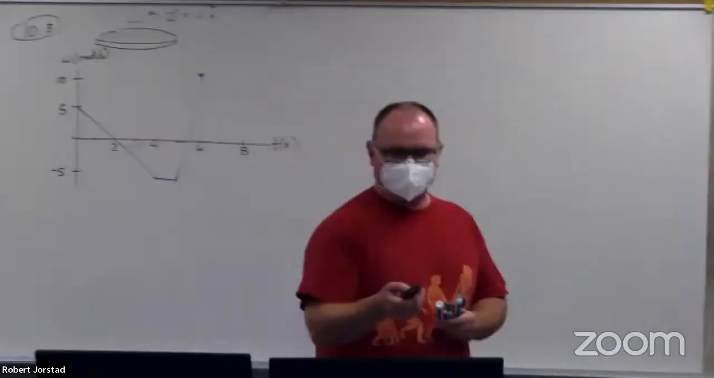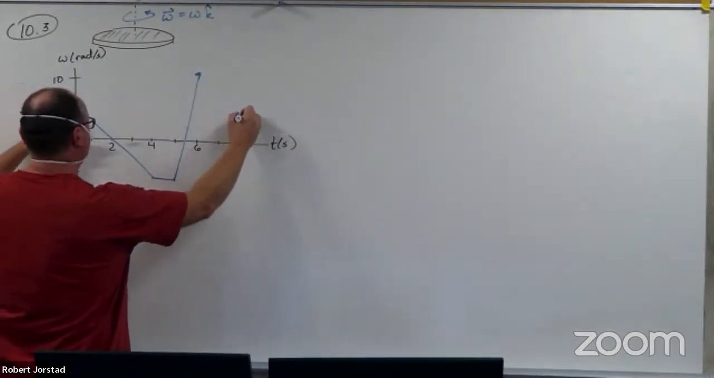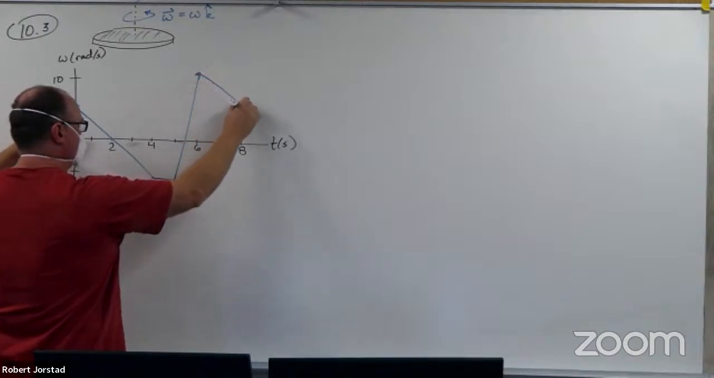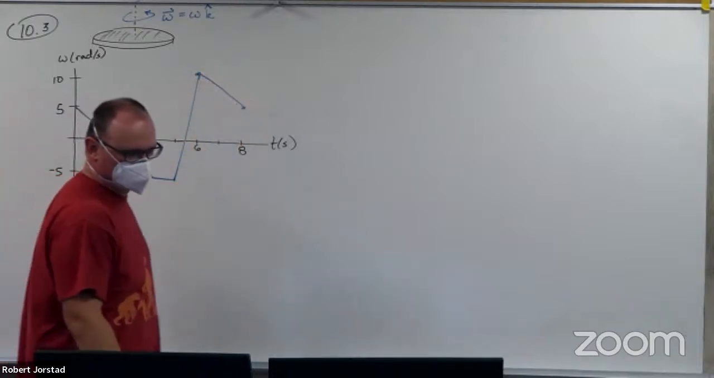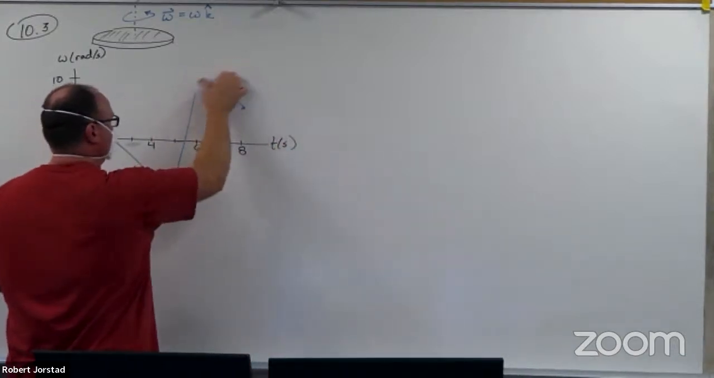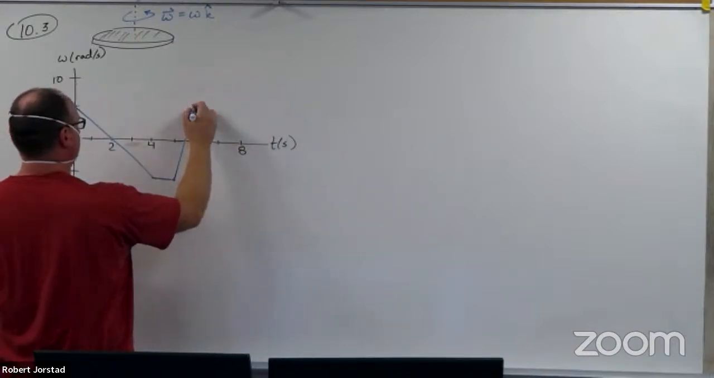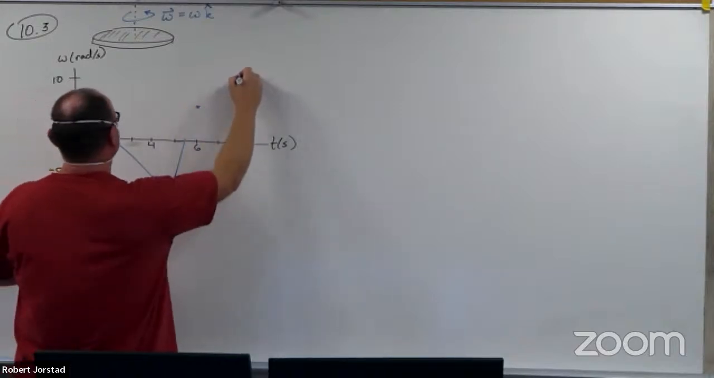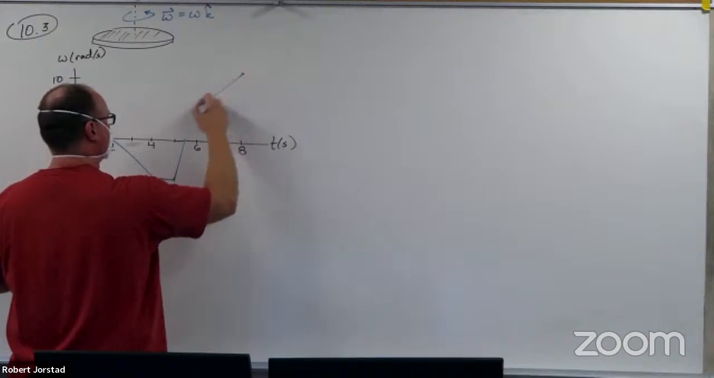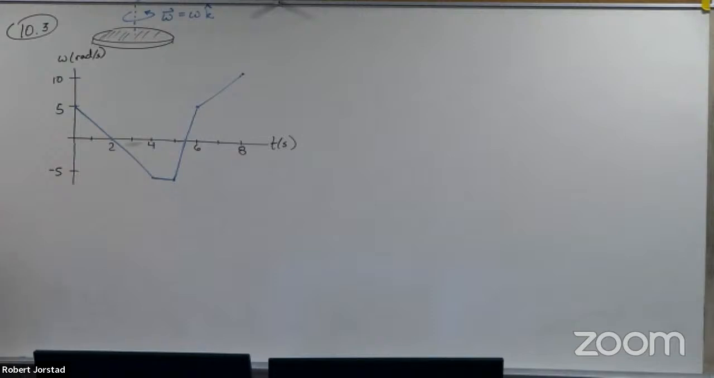And then from there, it goes down to 5 in the last 2 seconds, right? Is that the graph? No, not like that. Oh, I was wrong. Thank you for correcting me. So it goes up to here, right to there, and then it goes up to 10. Is that right? Yes. Okay, so that's omega.